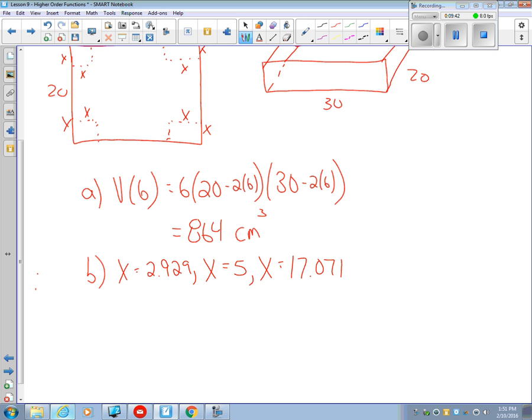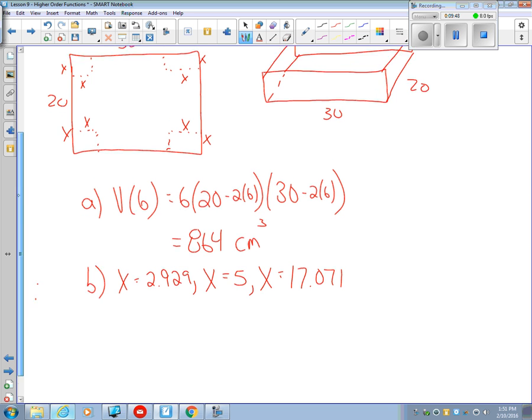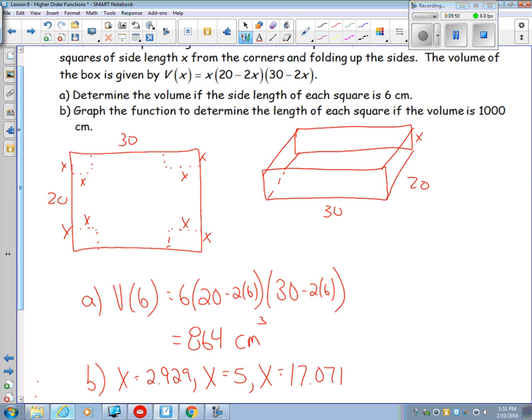17.071. All 3 of those X values create my box of 1,000 centimeters cubed. But there's one problem. Remember our objective in the question was, how much can I cut off from the corners? So we have to go back and think in a practical sense. Is it possible to cut all three of those off and still make this box?